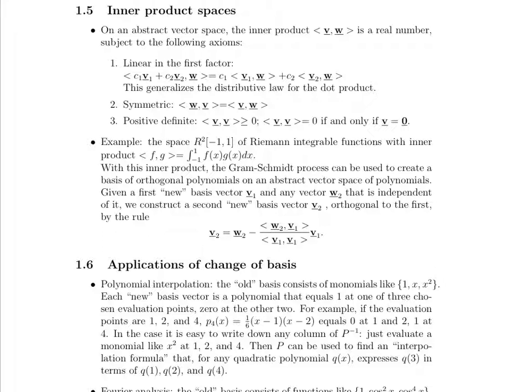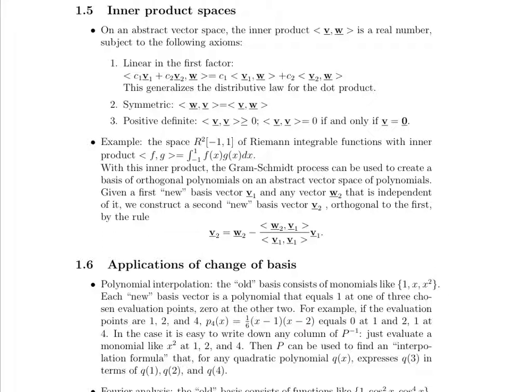Another application of a change of basis is something called polynomial interpolation. Note that the old basis consists of monomials like 1, x, and x squared, and each new basis vector is a polynomial that equals 1 at one of 3 chosen evaluation points and 0 at the other 2. For example, if the evaluation points are 1, 2, and 4, we check out this polynomial that equals 0 at 1 and 2, and then is equal to 1 at 4.